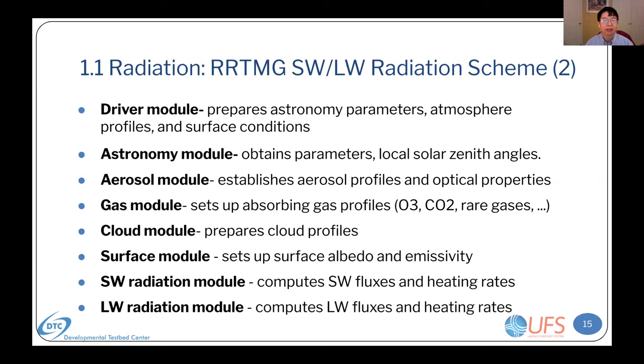So this is a detail of the model on the radiation scheme that has eight modules. The first is a dry module, which provides astronomy parameters, atmosphere profile, and the surface conditions. Then the astronomy module obtains parameters, local zonal zenith angle. Then the aerosol module establishes the aerosol profile and the optical property. The gas module sets up absorbing gas profiles like ozone, carbon dioxide, methane and other rare gases.